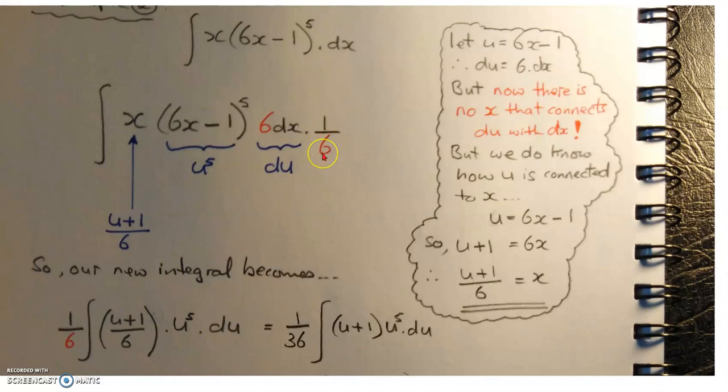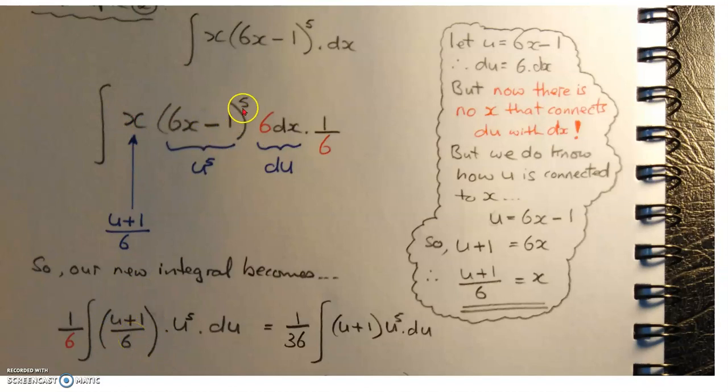This 1 over 6, don't forget I'm dividing by 6 because I'm multiplying that dx by 6. This now goes in front of the integral. There it is there. And my x can be replaced with that brackets there, u plus 1 over 6.